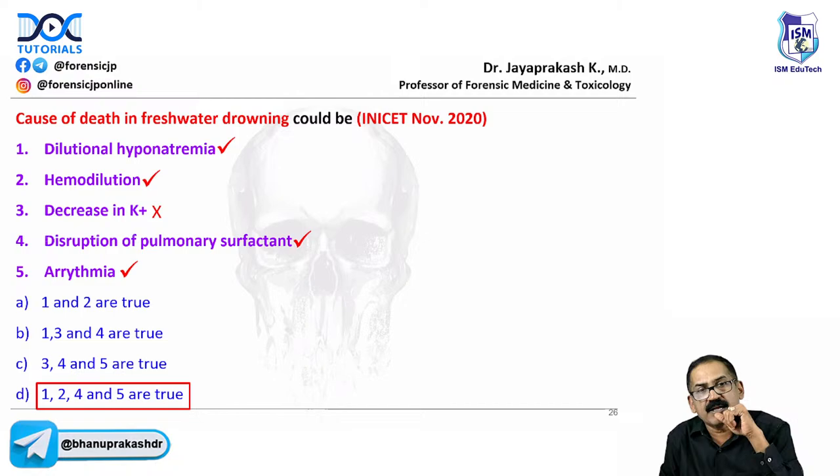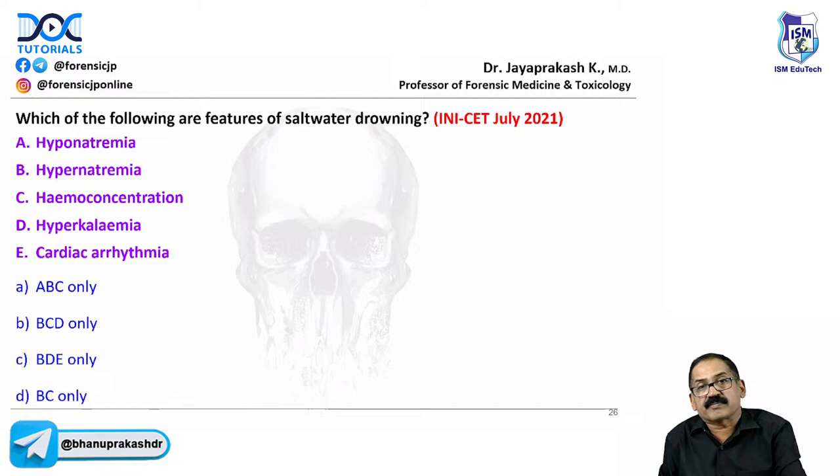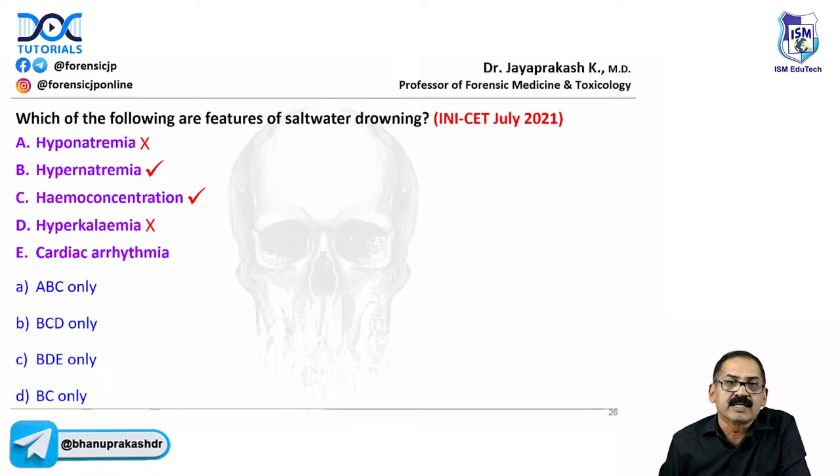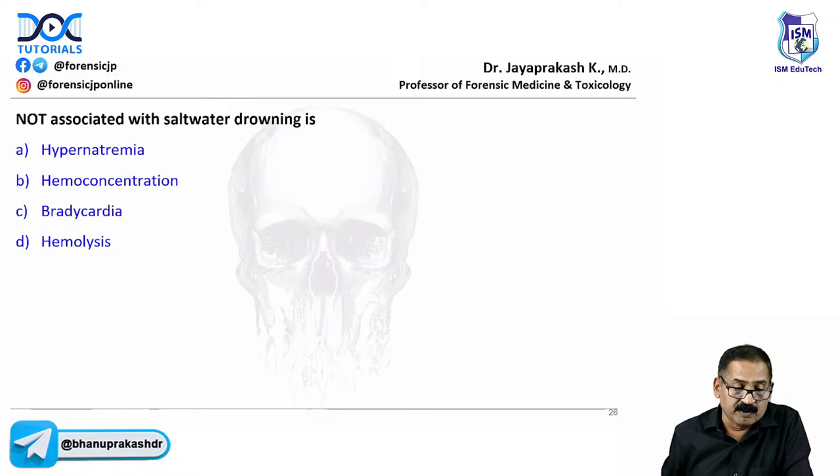Which of the following are features of saltwater drowning? Hyponatremia, wrong. Hypernatremia, yes. Hemoconcentration, yes. Hyperkalemia, wrong. Cardiac arrhythmia, wrong. Got it. Now you people must have become experts in drowning.